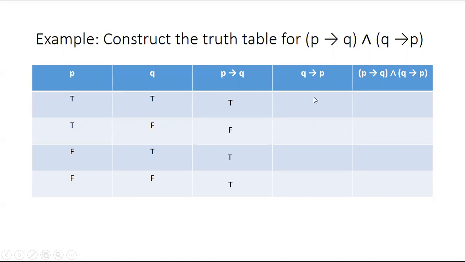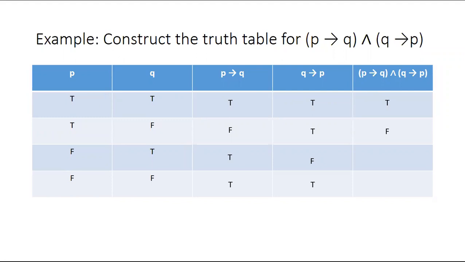Now next, Q implies P. True, true: true. True, false: true. False, true: false. False, false: true. Now we are going to make an AND. So P implies Q and Q implies P. True, true: true. True, false: false. False, true: false.